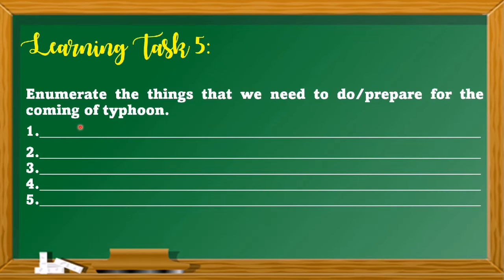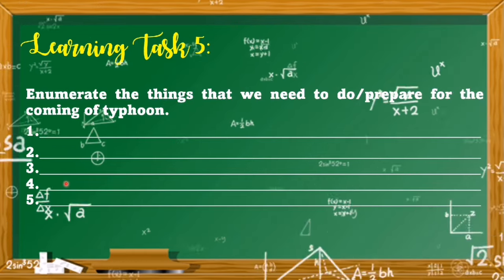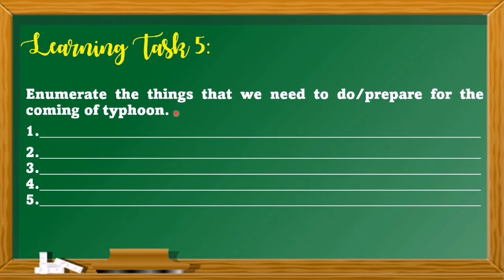Okay, so here's learning task number 5. Enumerate the things that we need to do or prepare for the coming typhoon. So right here, 1, 2, 3, 4, 5. The answers are coming from the paragraph that you have read.